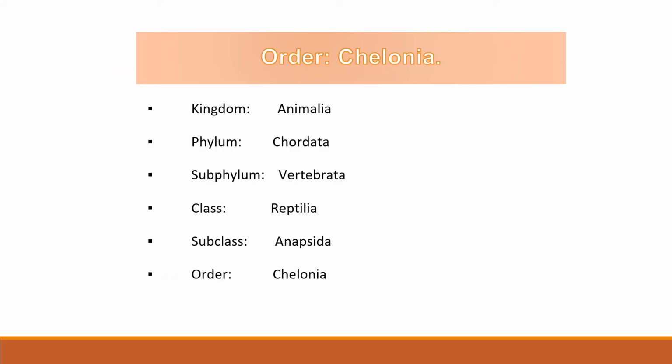Order Chelonia includes turtles and tortoises. So what is the difference between turtle and tortoise? The marine forms are commonly called turtles, while the freshwater ones are terrapins, and the terrestrial forms are called tortoises. An example for a marine turtle is Chelone mydas, which is referred to as the green turtle. An example for a freshwater terrapin is Trionyx, while Testudo is the terrestrial tortoise.